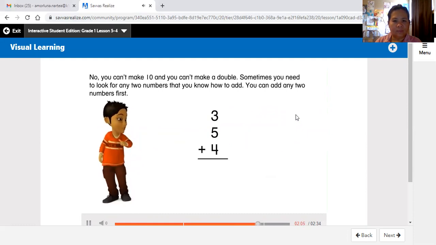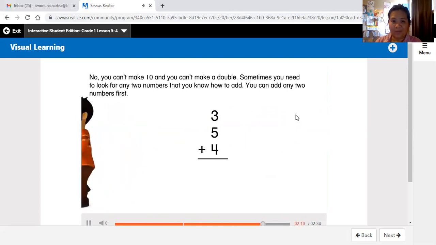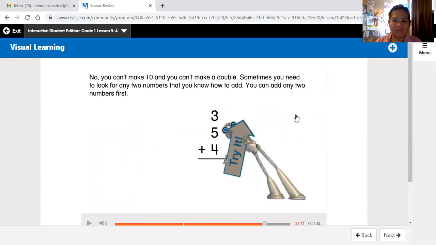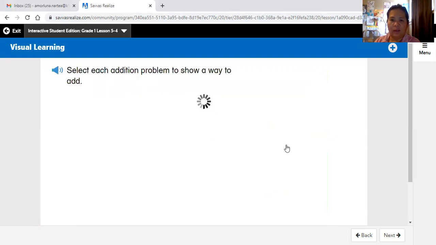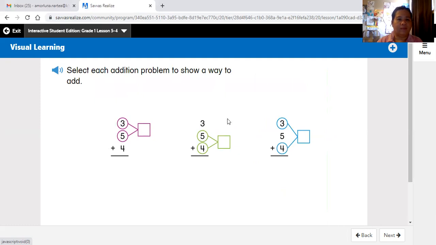I know which numbers I would choose. How about you? Yes, I know. You want to try it? Okay, let's try it. Okay? I will show you what numbers we are going to add first with these equations. 3 plus 5 plus 4. Let's try this way. Select each addition problem to show a way to add.